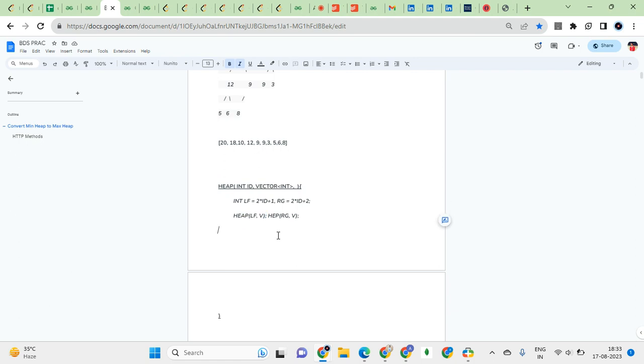Now I need to make sure that after they have, my children have correct value, I should have correct value. And you say int largest, this is some kind of a storing index of the largest element among these three things, which is id. And you just say that if v of left is greater than v of id, then my largest becomes equal to left.